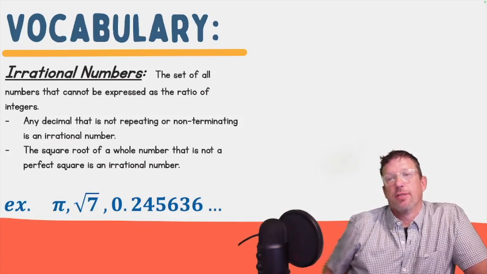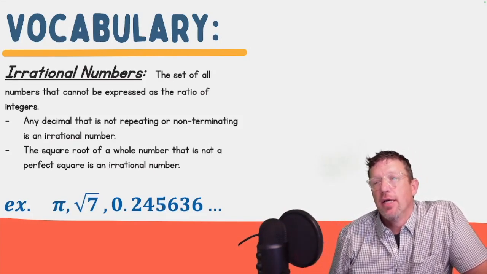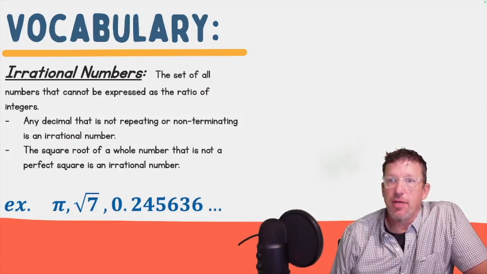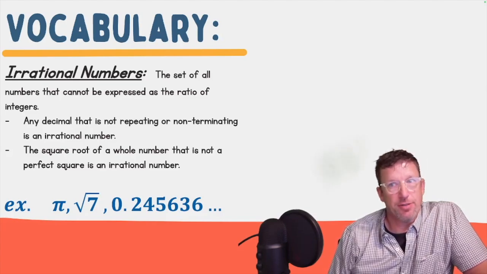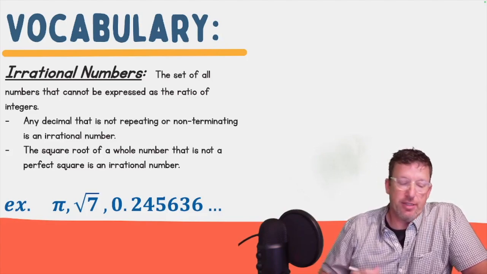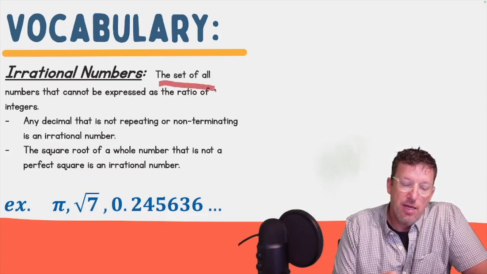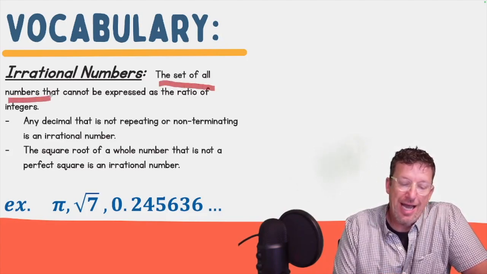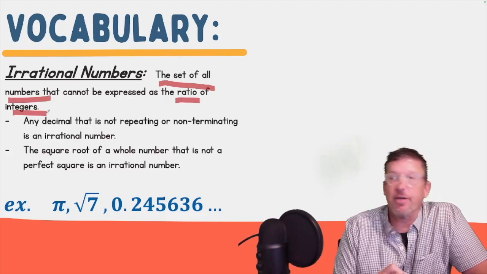Irrational numbers. If you have not done any work with irrational numbers, this may be new to you. I have a video on rational numbers you can go check out as well. But irrational numbers, let's look at the definition here. It says it's the set of all numbers that cannot be expressed as a ratio of integers.